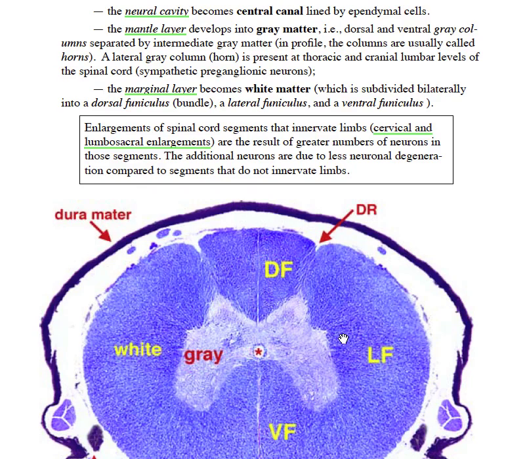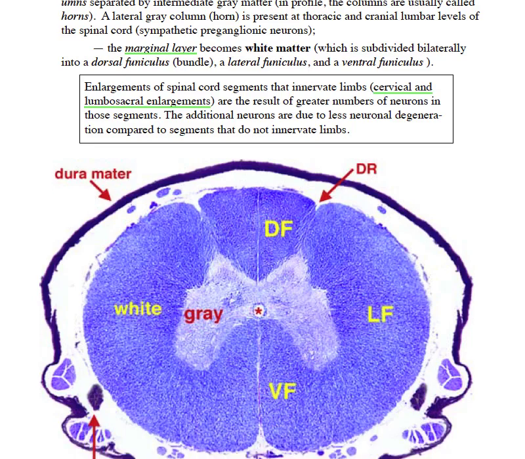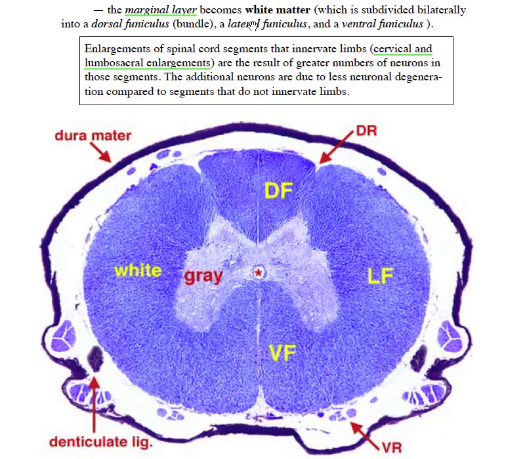The marginal layer becomes the white matter, and it is divided bilaterally into funiculi. There is a dorsal funiculus, a lateral funiculus, and a ventral funiculus. The boundaries of the lateral funiculus are approximately where the dorsal root enters and the ventral root exits.